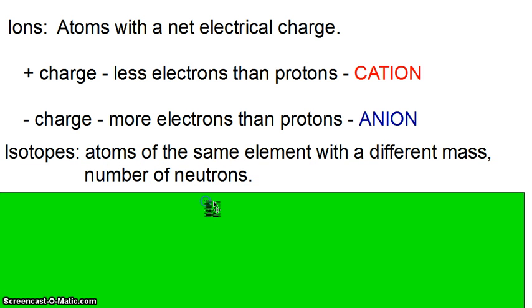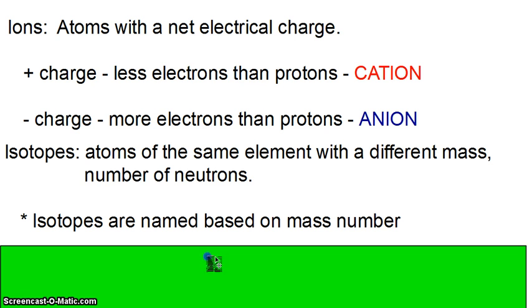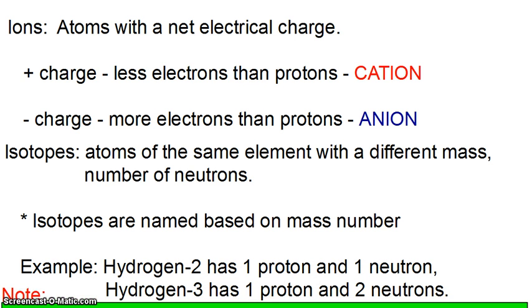Atoms of the same element can also have different number of neutrons, which give them a different mass. That means you can have different atoms that are the same element that are called different isotopes. Isotopes are named based on their mass number. So for example, we can compare 2 isotopes of hydrogen. Hydrogen 2, because it is hydrogen, has 1 proton, and because it has a mass number of 2, it needs 1 neutron to complete that. Hydrogen 3 also has 1 proton because it is hydrogen, but now it needs to have 2 neutrons to add up to the mass of 3.